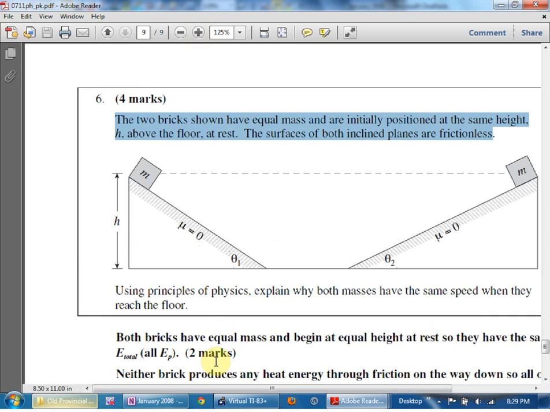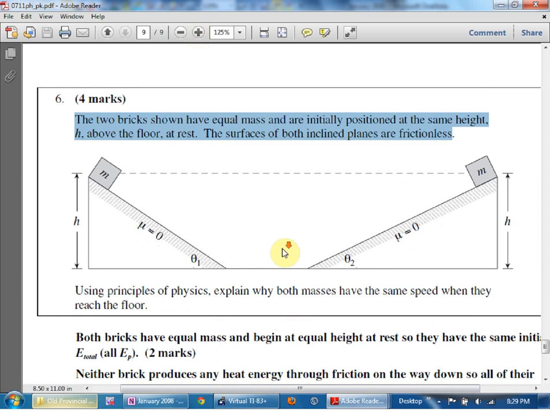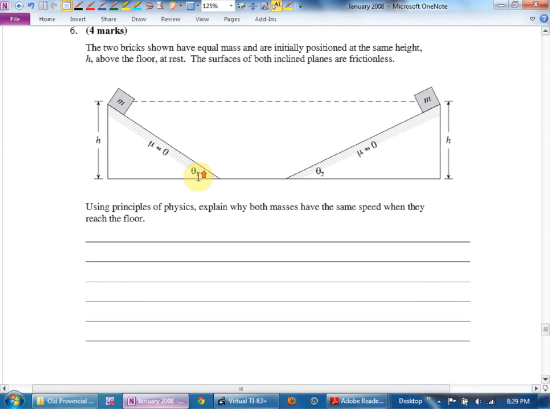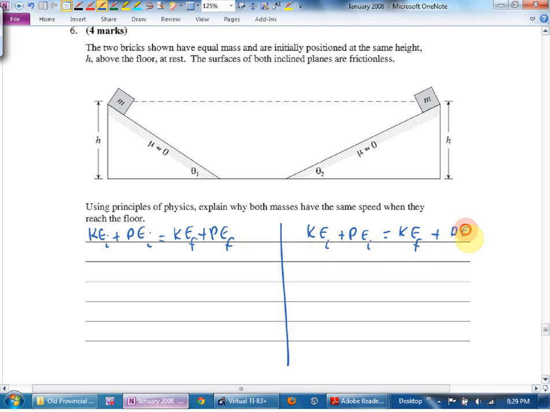You know what? I would just do it as straight conservation of energy. In fact, let's do it on the actual one that I can write on. I would say, kinetic energy initial plus potential energy initial equals kinetic energy final plus potential energy final. And over here, same thing. Which of these are zero? They're hitting the ground. MGH initial equals one half MV final squared.